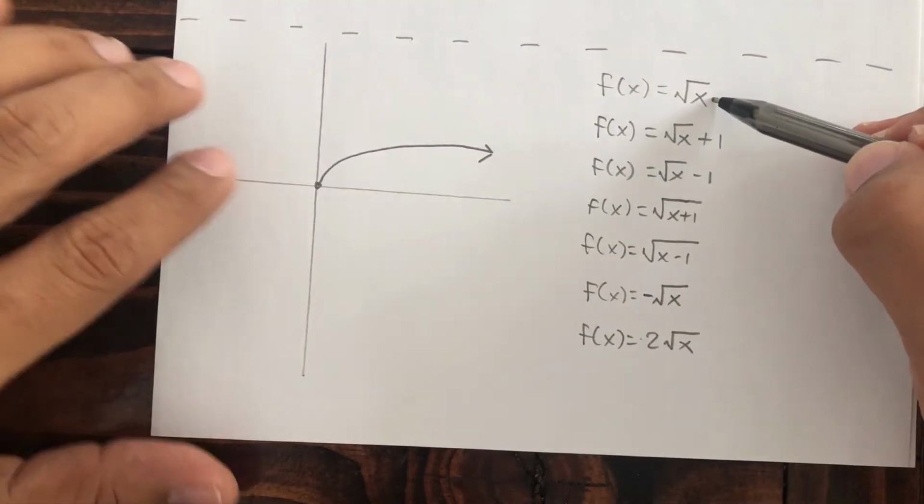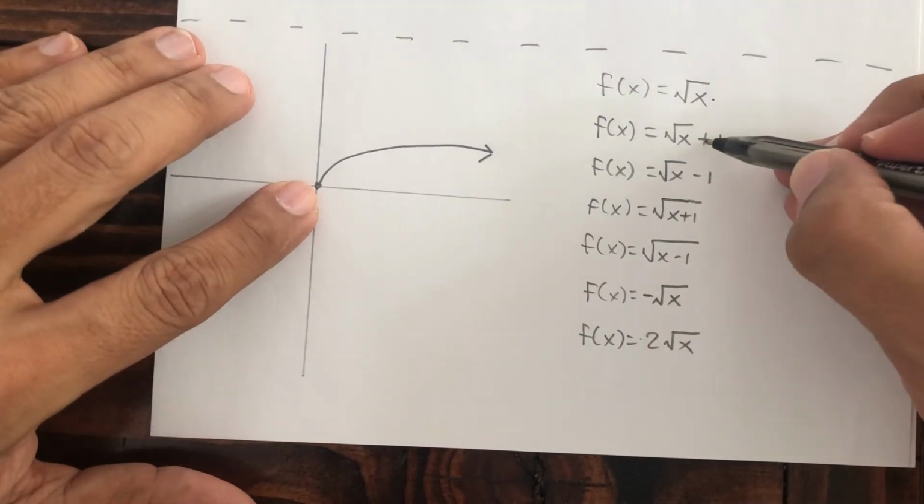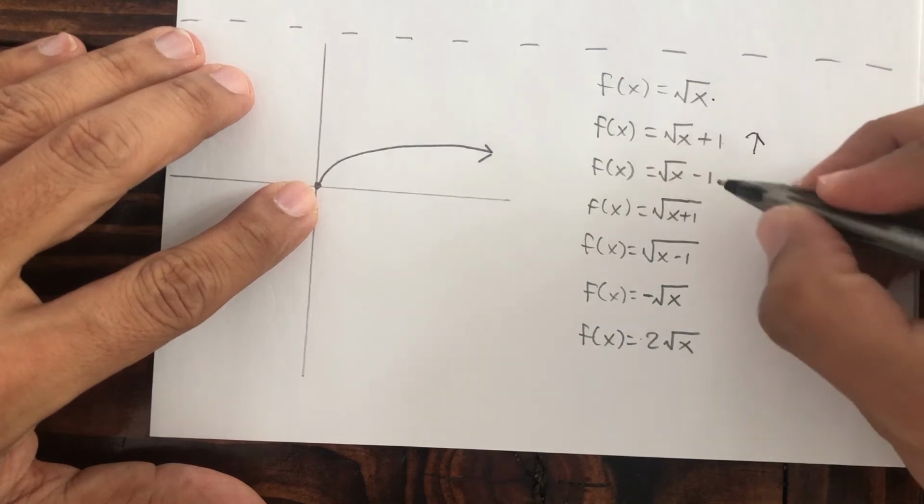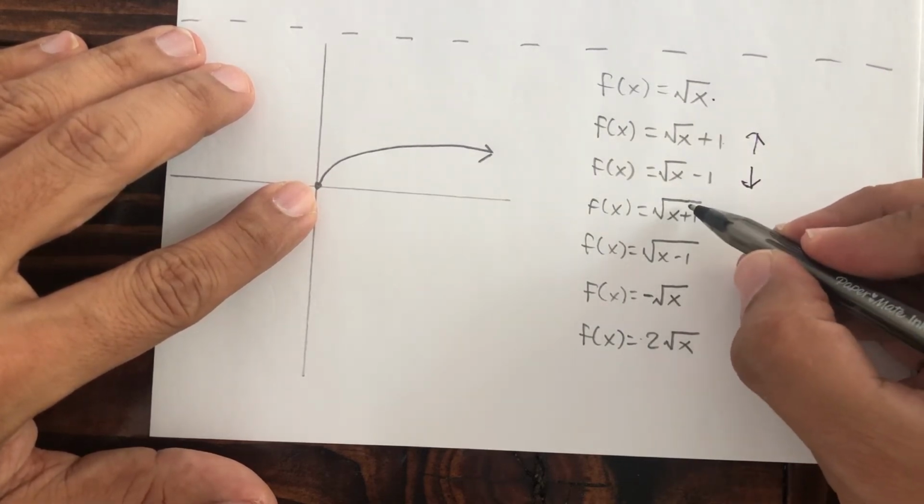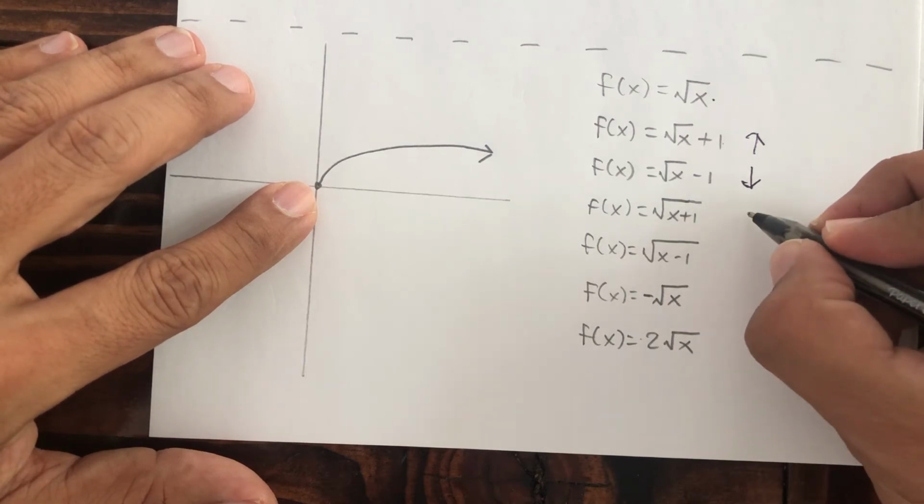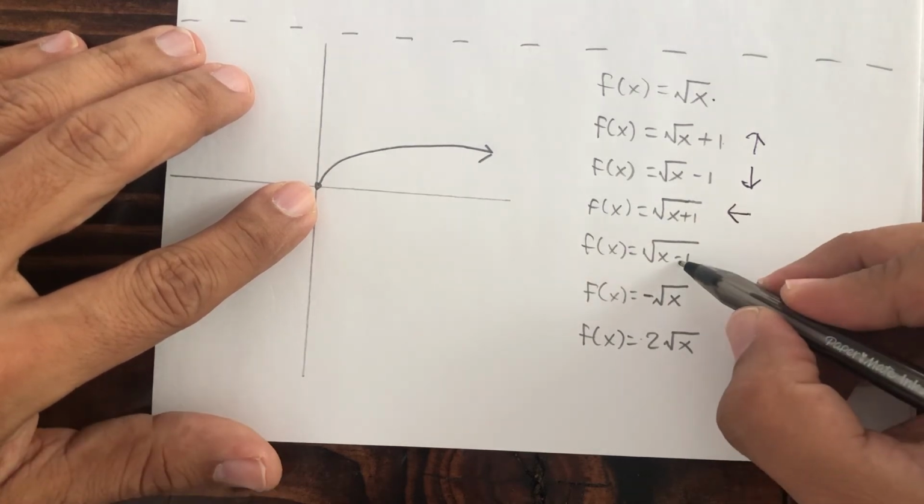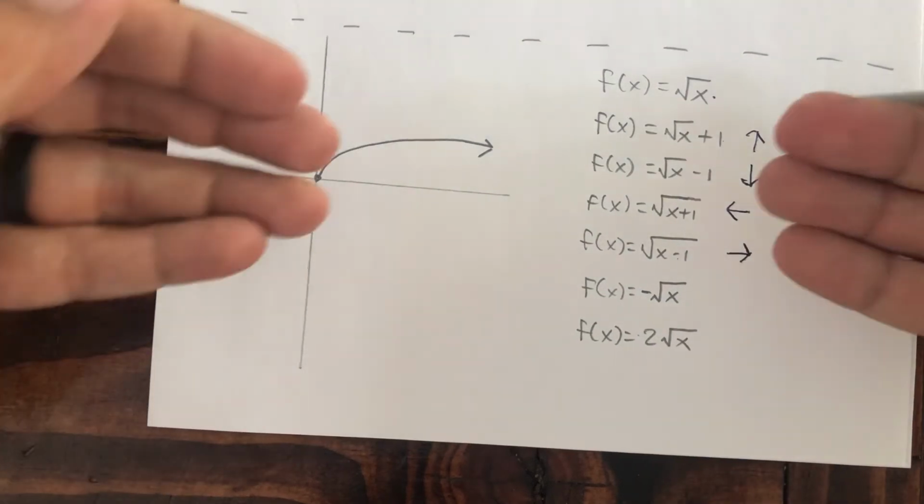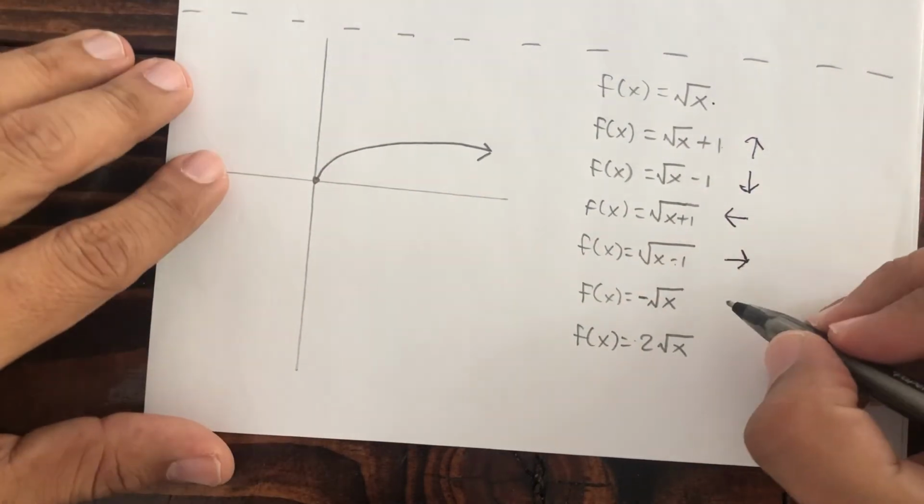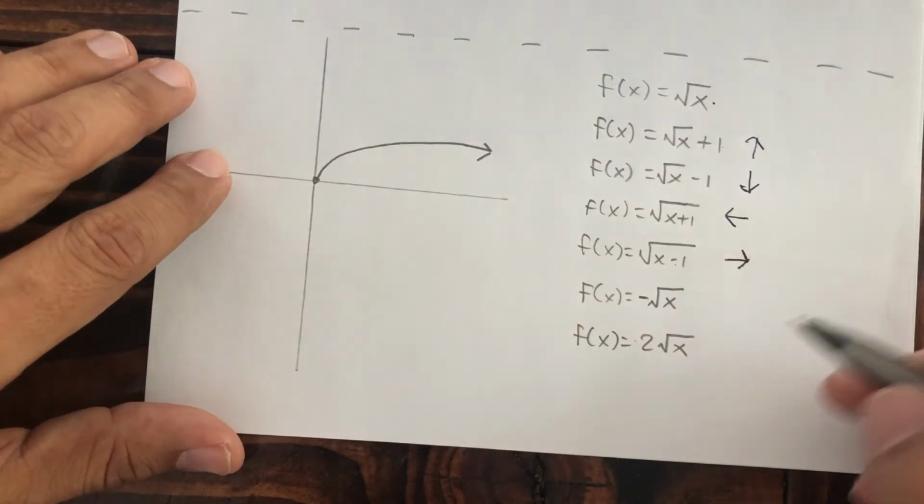Now, same thing as the other graph. This is the parent function, okay? Now, if you add something to the outside, it's going to make it go up. If you subtract something on the outside, it's going to make it go down. If you put a +1 inside of the radical, it's going to make it go to the left. If you put a minus, it's going to make it go to the right. If you put a minus sign, it's going to invert it and flip it over the x. And it's going to make it look like that.